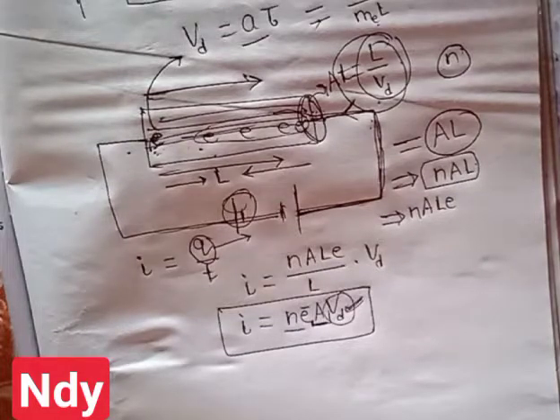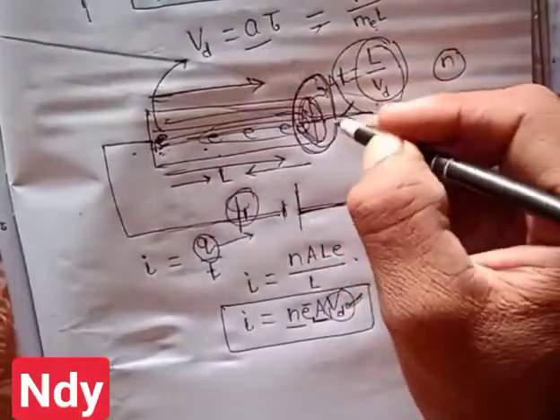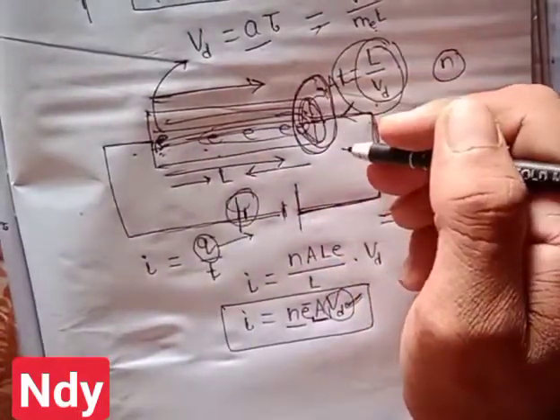So the more the area, the more current will flow through it.